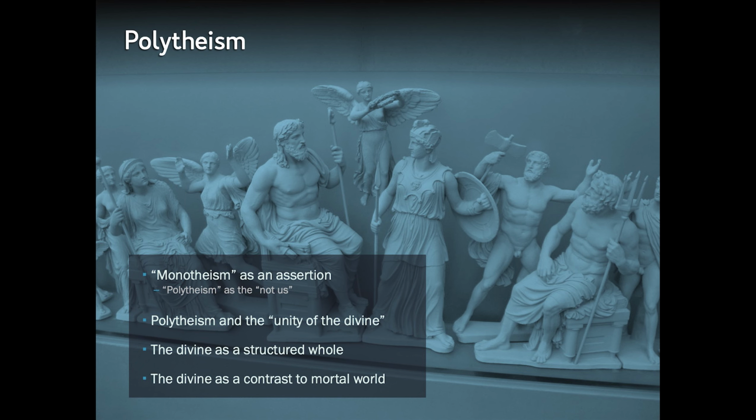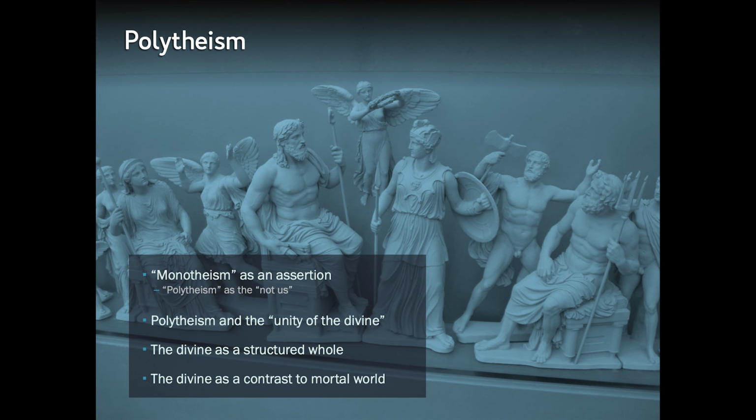So if polytheism consists of multiple gods, what does it mean when we say that polytheistic people tend to believe in a unity of the divine? Monotheism comes about as an assertion, and polytheism was sort of the other. When people were talking about their own monotheism, it is something that is a creed, and the polytheism people are the not us.